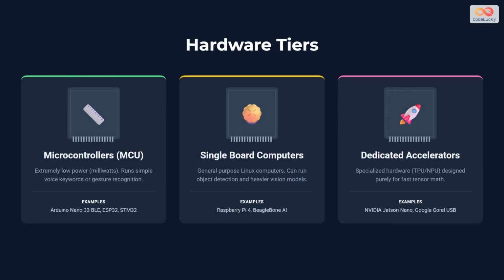Not all edge hardware is created equal. At the bottom, we have tiny microcontrollers that run on batteries and do simple tasks. In the middle, single-board computers like the Raspberry Pi can handle vision. At the top, we have dedicated accelerators like the Jetson Nano, which are custom-built to run AI math incredibly fast.